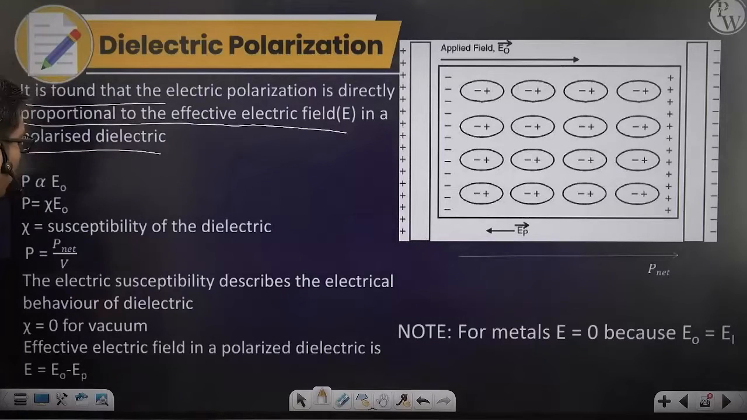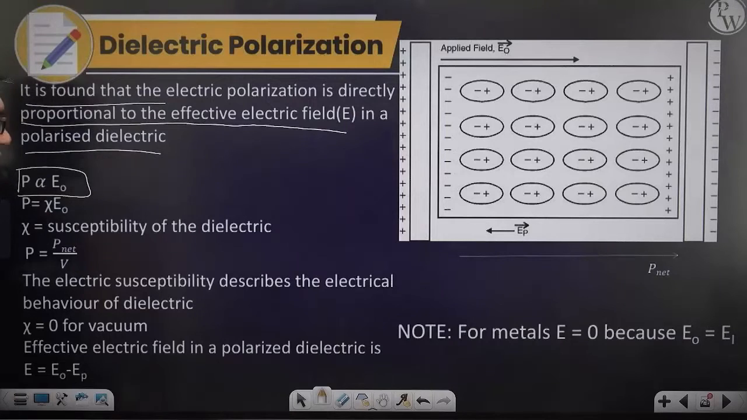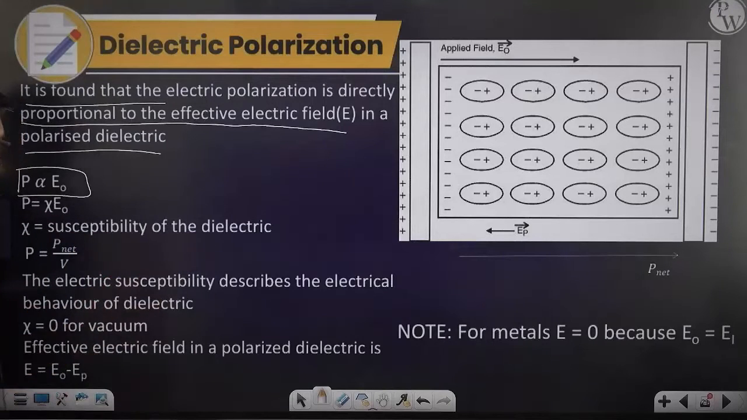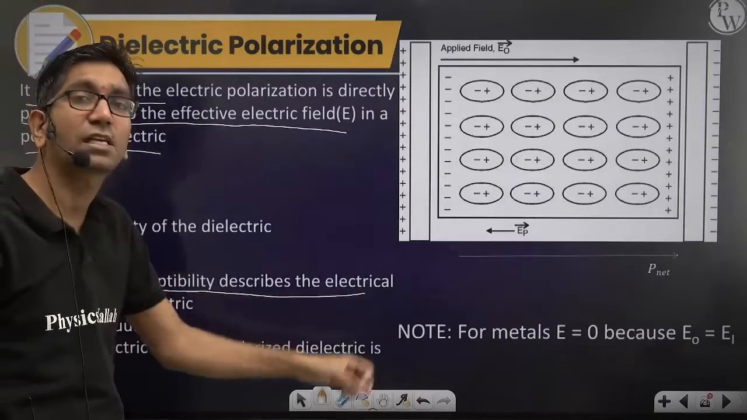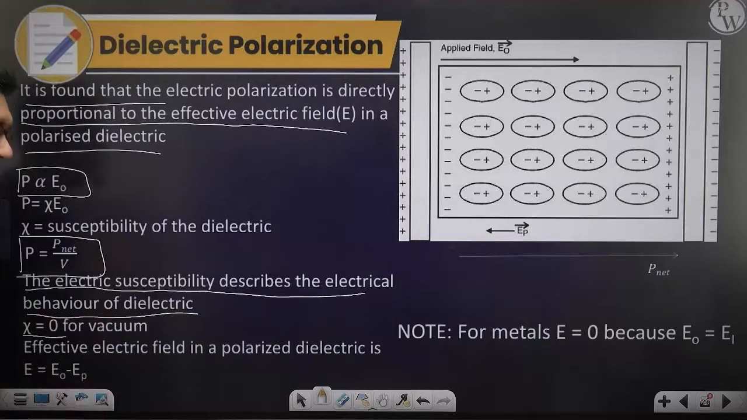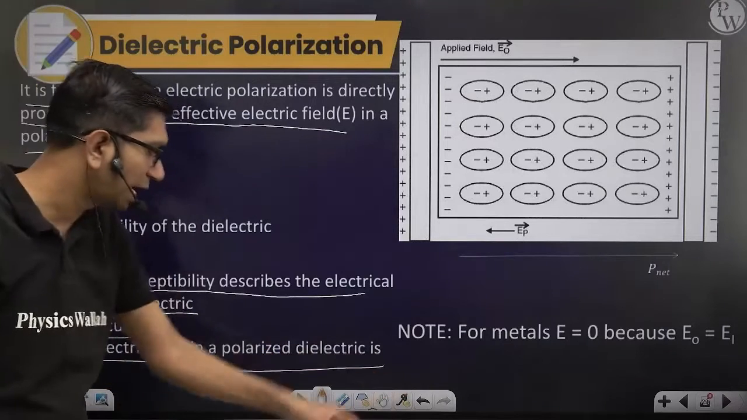Just remember this one. This is important for the boards. Polarization is directly proportional to the external electric field. If you remove the proportionality, we get a constant, the susceptibility. This is zeta, the susceptibility of the dielectric. Here polarization is nothing but the net dipole moment per unit volume. The electric susceptibility describes the electrical behavior of the dielectric. Zeta is equal to 0 for vacuum.